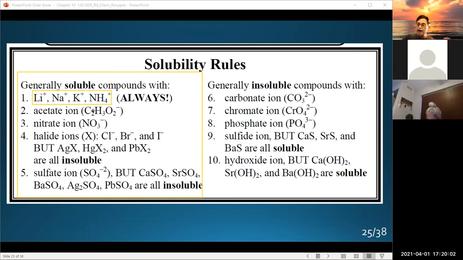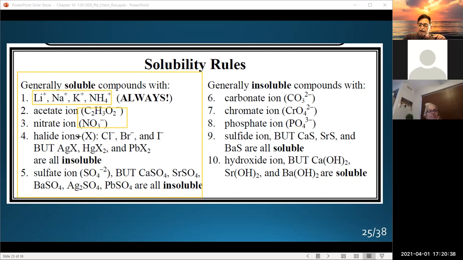Now, with respect to the anions acetate and nitrate, regardless of what the cation is, regardless of what the plus charge is of what it's bonded with, it is soluble. So obviously potassium acetate is soluble, but copper acetate, magnesium acetate, any of the other metals is soluble. The same with nitrate. Aluminum nitrate, soluble, copper nitrate, soluble.